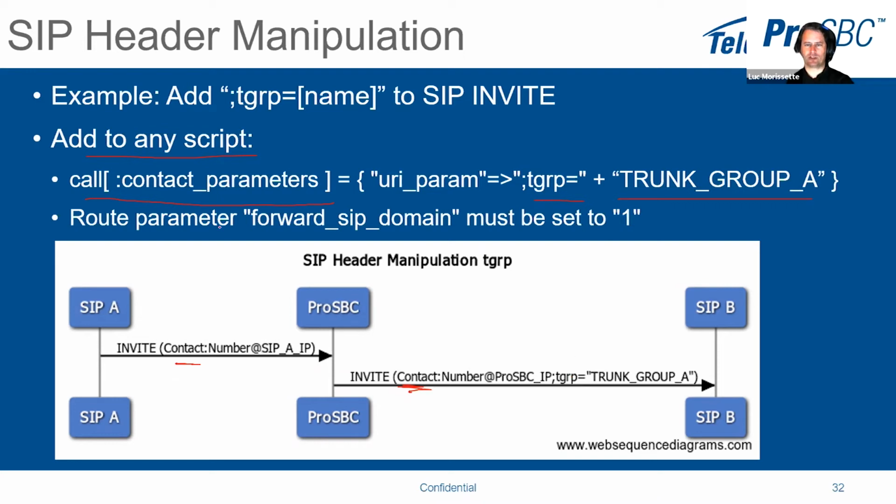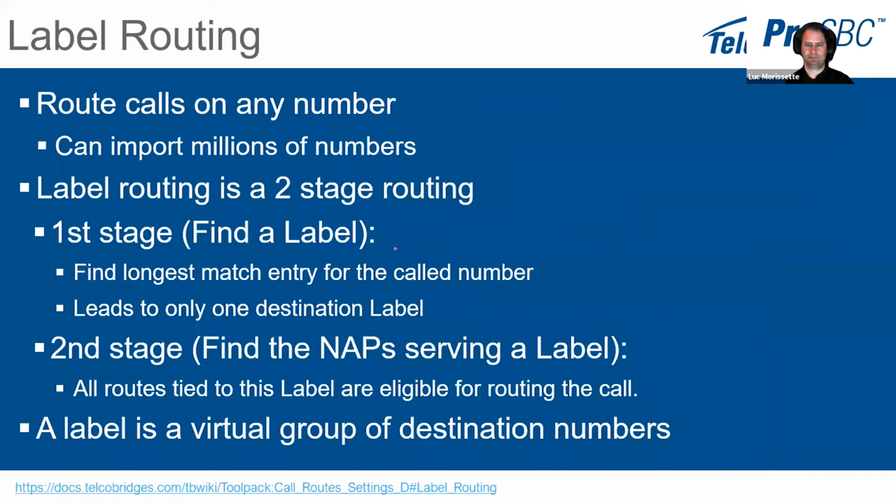You just have to make sure that the route parameter forward SIP domain is set to 1. So these are things that are possible, and we can help you to do that if you have trouble setting those parameters.